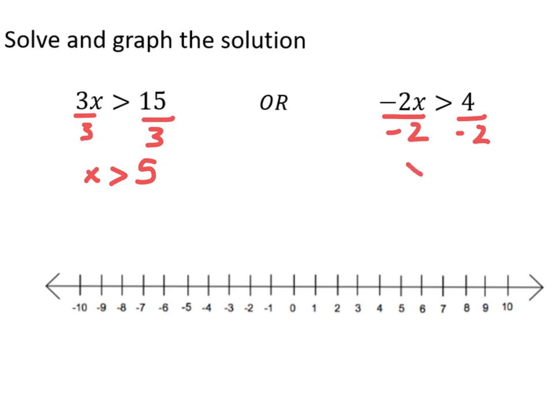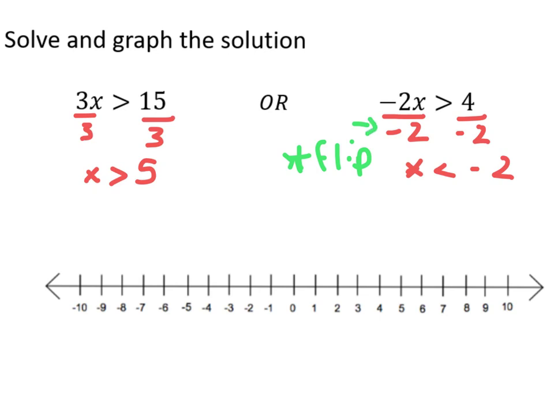That'll give me that x is less than negative 2 because, again, in this case, since we're dividing by a negative, we have to flip our inequality. Now we're just going to graph our two inequalities separately.